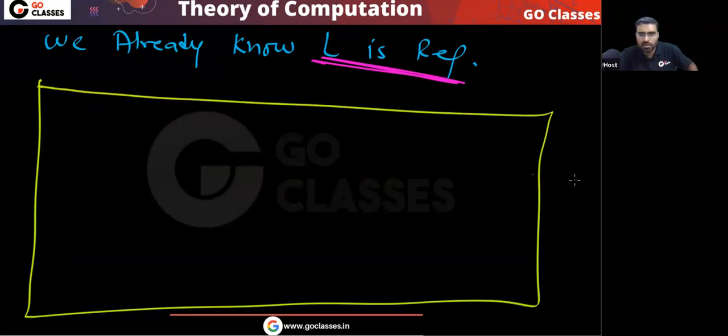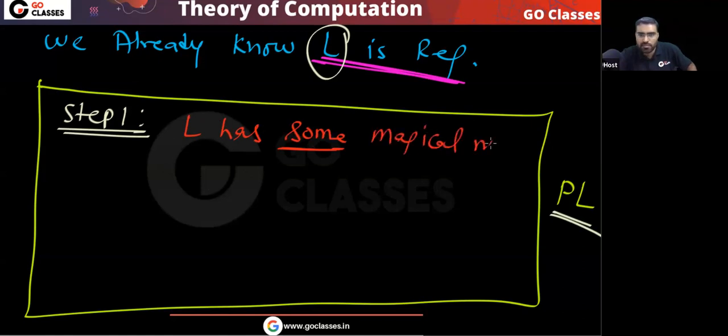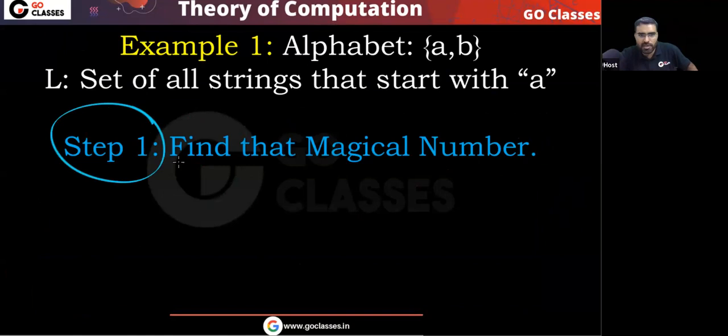So what is the first step when you apply the pumping lemma? Now I apply pumping lemma. This is your pumping lemma. In this pumping lemma, the first step is that this L has a magical number. That is the step number 1. Yes or no? L has at least one magical number P. This is our first step. Then we will do something. So first we have to find this magical number. Step number 1, find the magical number.